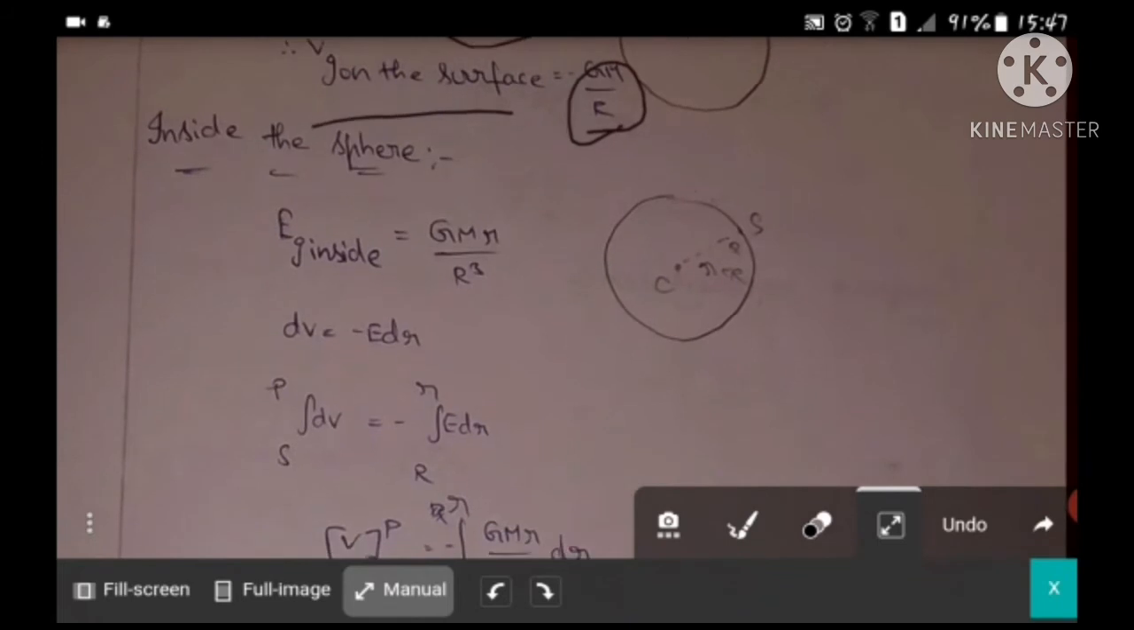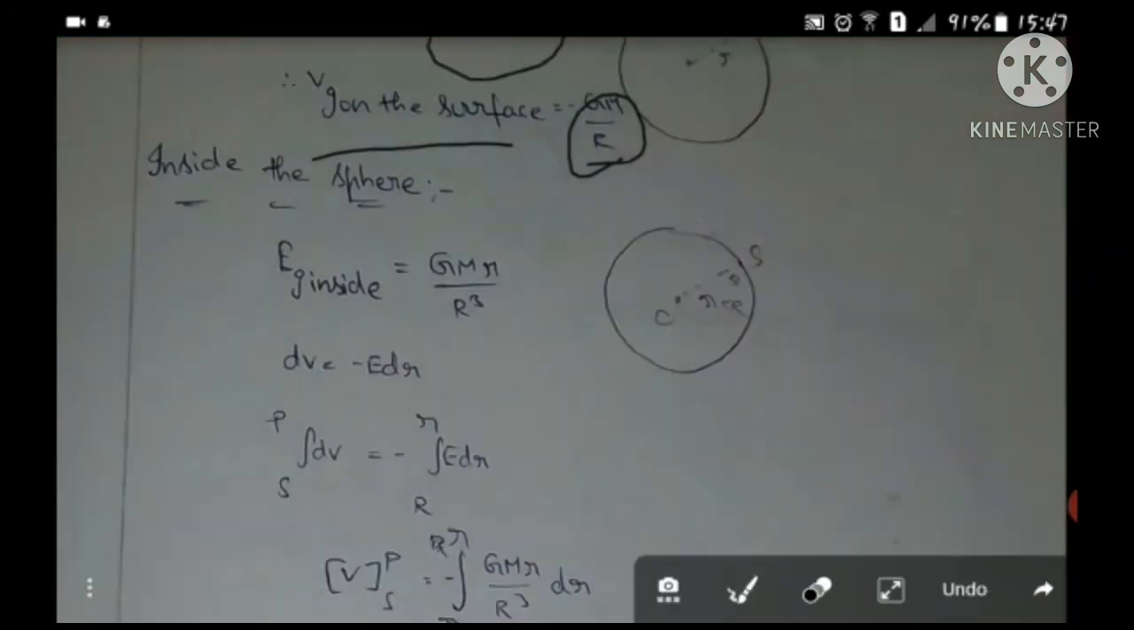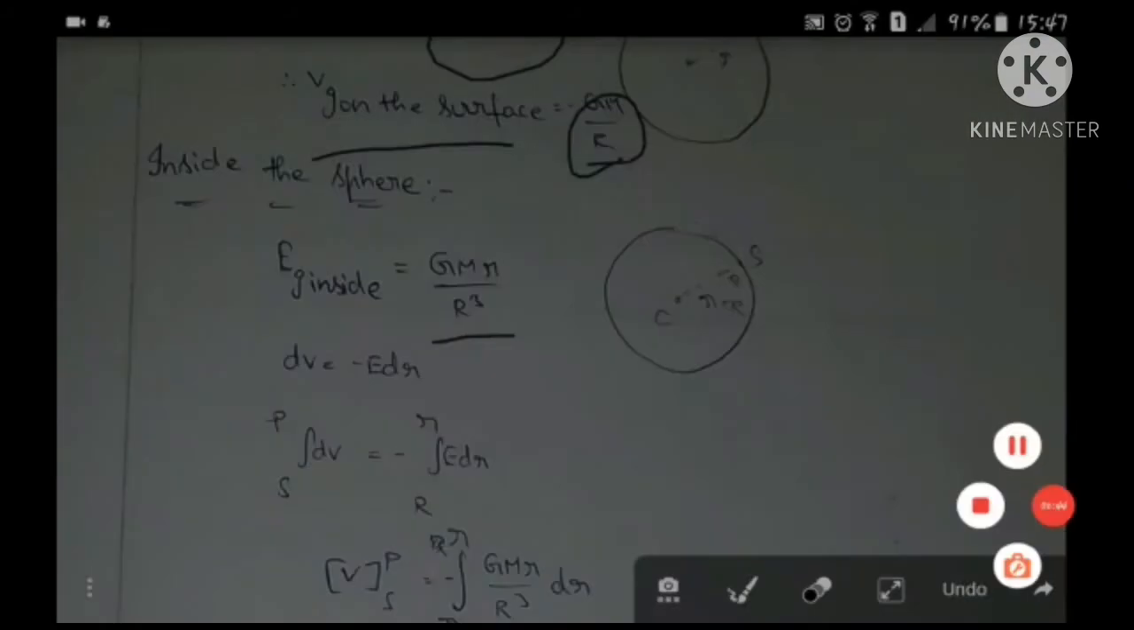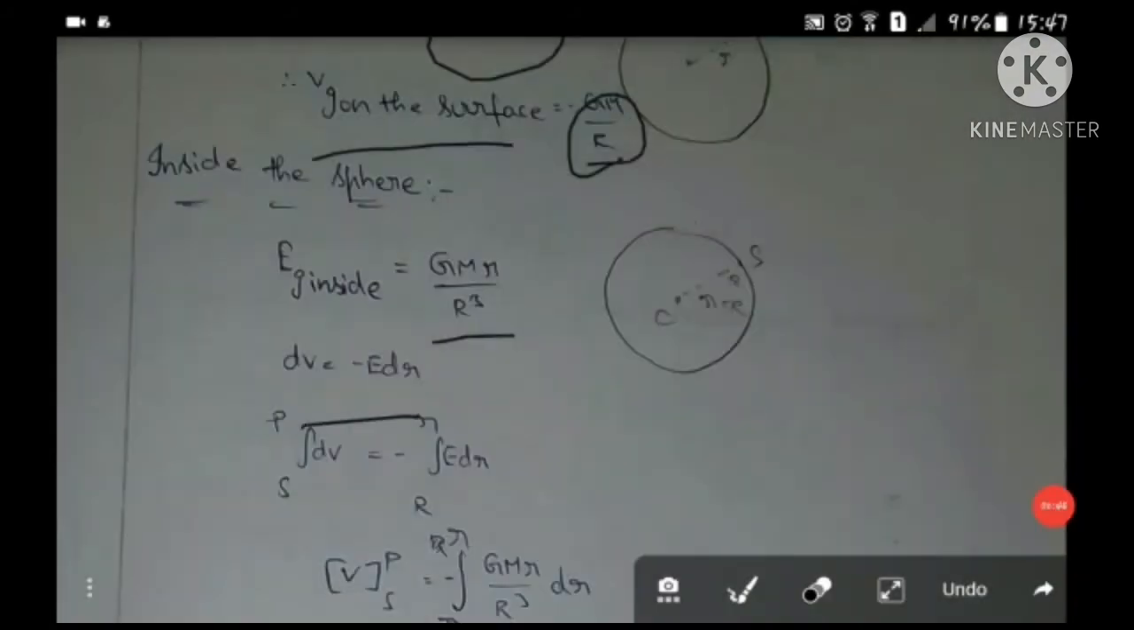And then inside the sphere, here Eg inside is equal to GM r by R cube. According to the gravitational field intensity due to the whole sphere, we know that Eg inside is equal to GM r by R cube. Therefore dV is equal to minus E dr. Integrate on both sides. Here we take the limits from the surface S to P.